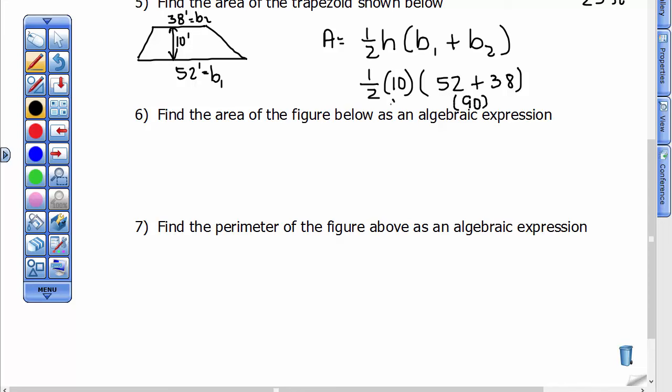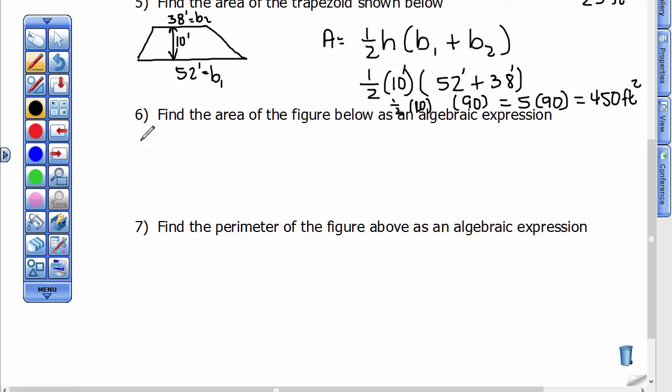So half of 10, which is 5, and 5 times 90 is 450. Remember, these were in feet, and so my answer should be in square feet because this was 10 feet. These added to be a number in feet, and feet times feet would give us square feet. Plus, it's an area, don't forget.